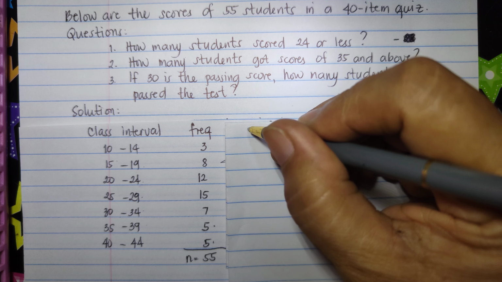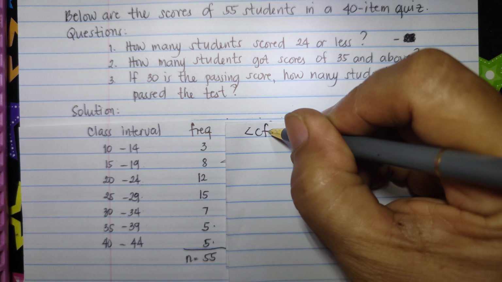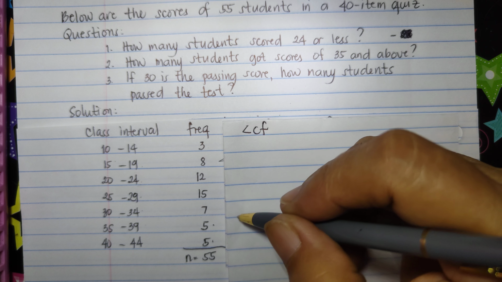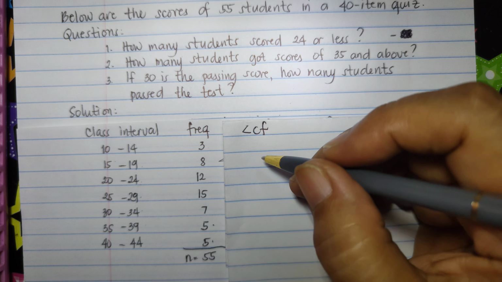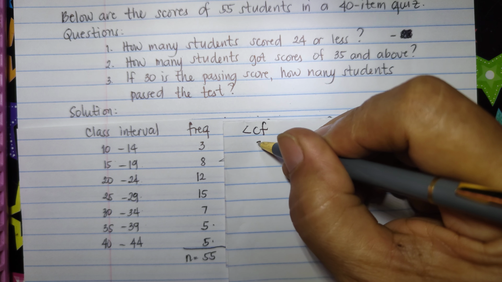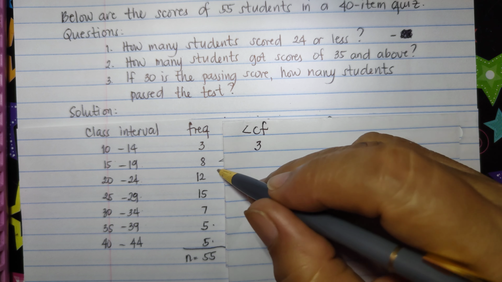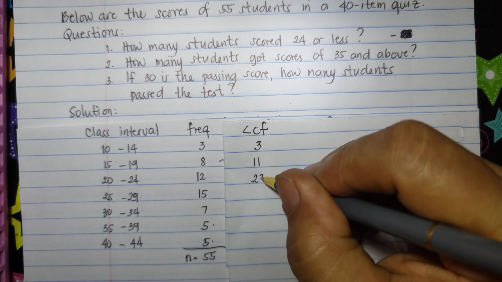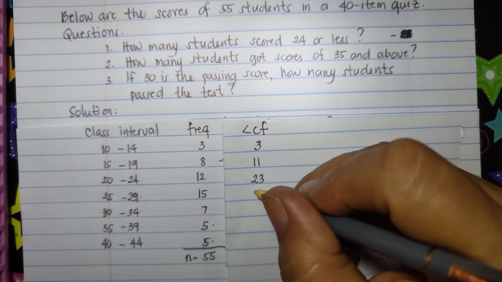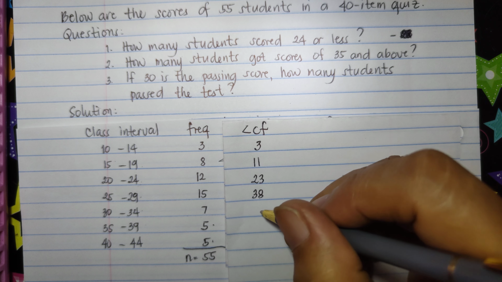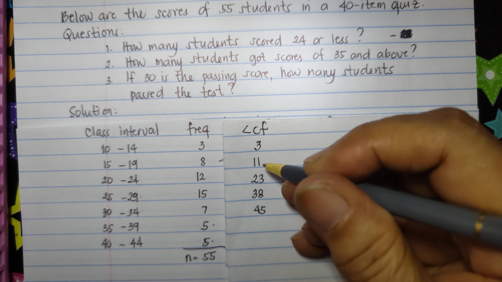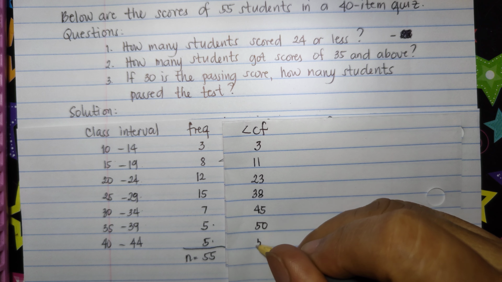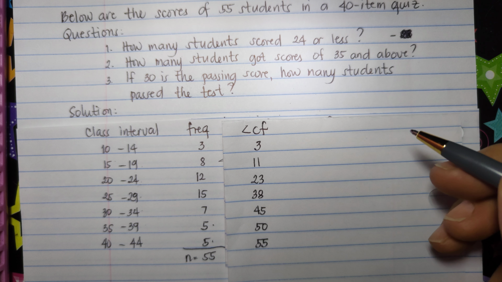So starting off with the less than cumulative frequency, we're going to start from the top and keep adding the frequencies until we reach the last frequency. So we start off with 3, and 3 plus 8 is 11. 11 plus 12 is 23. 23 plus 15 is 38. 38 plus 7 is 45. 45 plus 5 equals 50. And 50 plus 5 is equal to 55.